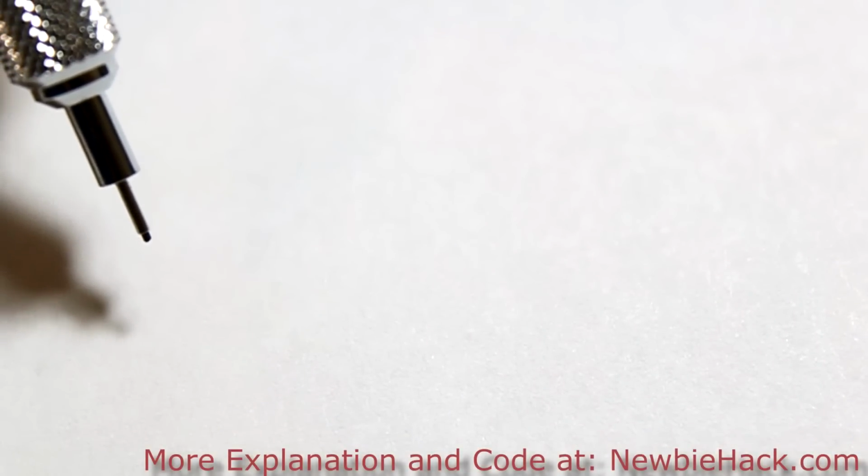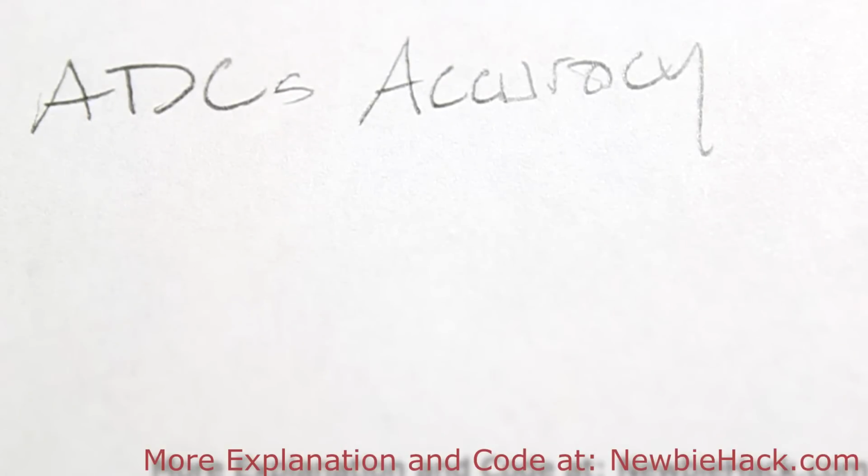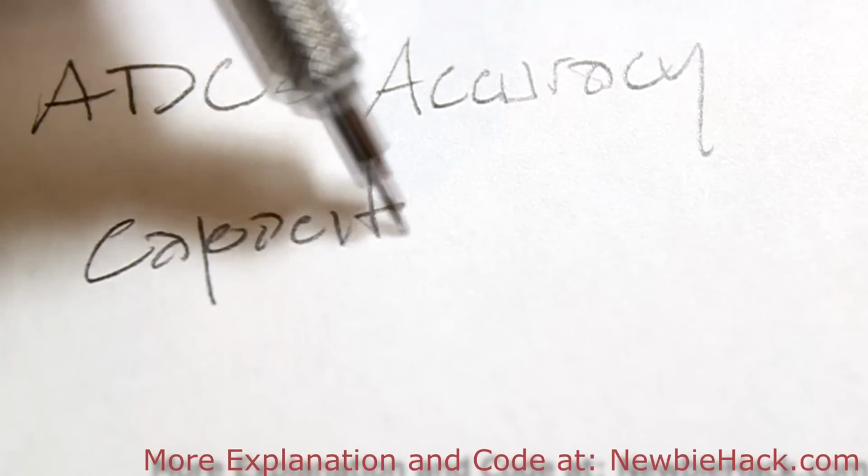In this video, I'm going to show you a way to determine the analog to digital conversion's accuracy from the 10-bit results. This will give you a metric on how well other components are used, like capacitors, and other programming functions such as the ADC sleep mode.